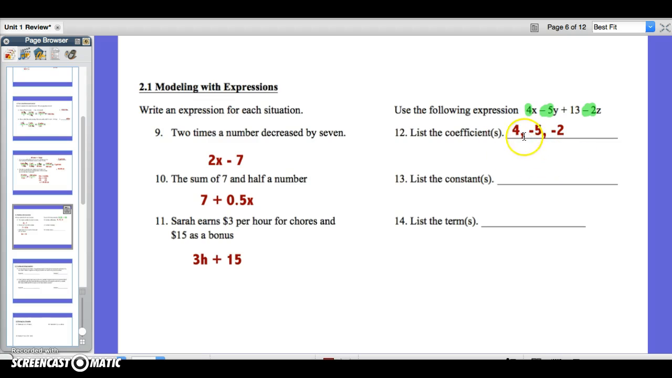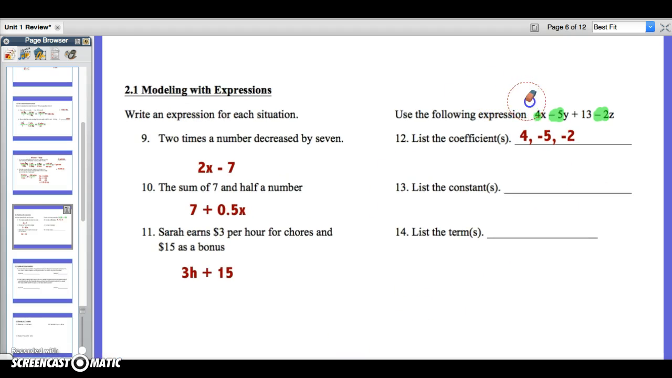That's really important, because if you didn't have those, it would look like 4 minus 5 minus 2, and that is not the same thing. We are listing the coefficients. We're listing the numbers in front of the variables, including their signs. Okay, now I'm going to erase the highlights because we're going to talk about something else.